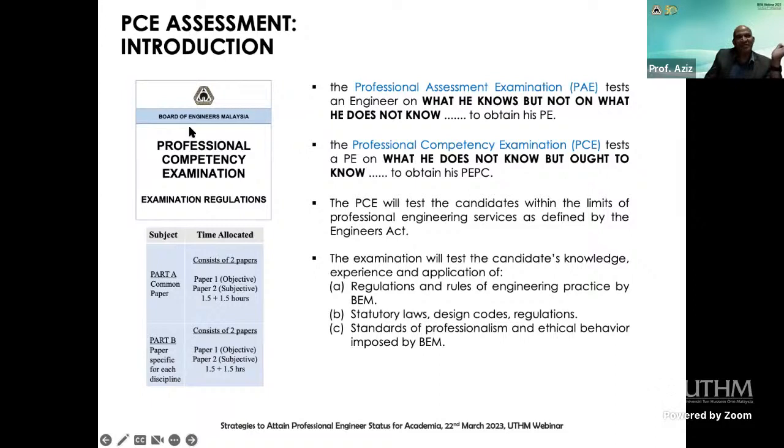Then the PCE, PPC, later. Okay, you do the exam. The PPC and PPE, what he knows but on what he does not know. So we are going to check what the PE knows. We are not interested in what he doesn't know. But PPC will check you on what you are supposed to know. That's the only difference. I do exams for chemical and environment for PPC also, and I'm in charge of the environment area.